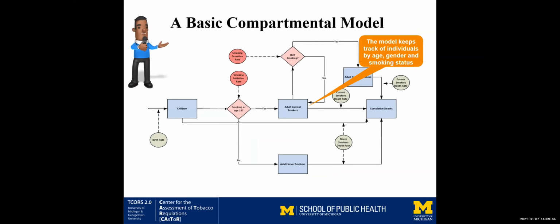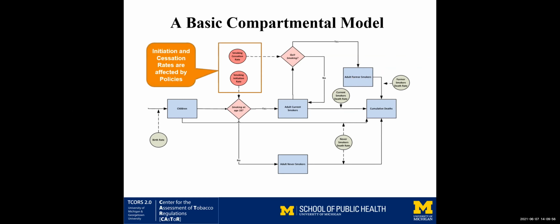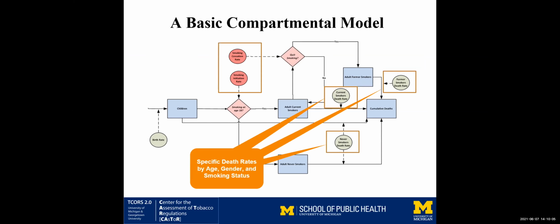So these are an exhibit of a basic compartment model that keeps track of individuals by age, gender, and smoking status. The initiation and cessation rates are inputs that can be affected by policies, and we have specific death rates by age, gender, and smoking status, and then we apply the same process that I showed before. So it's a repetitive process.